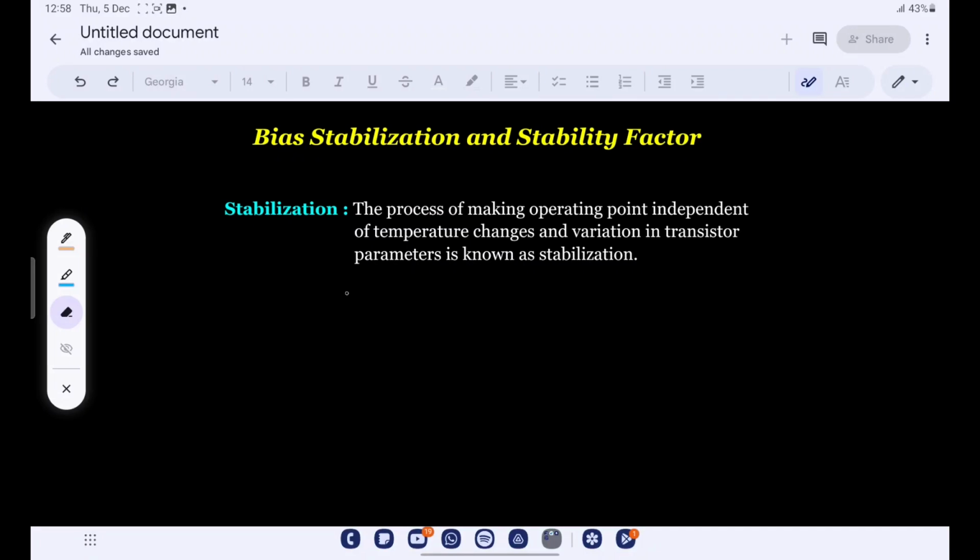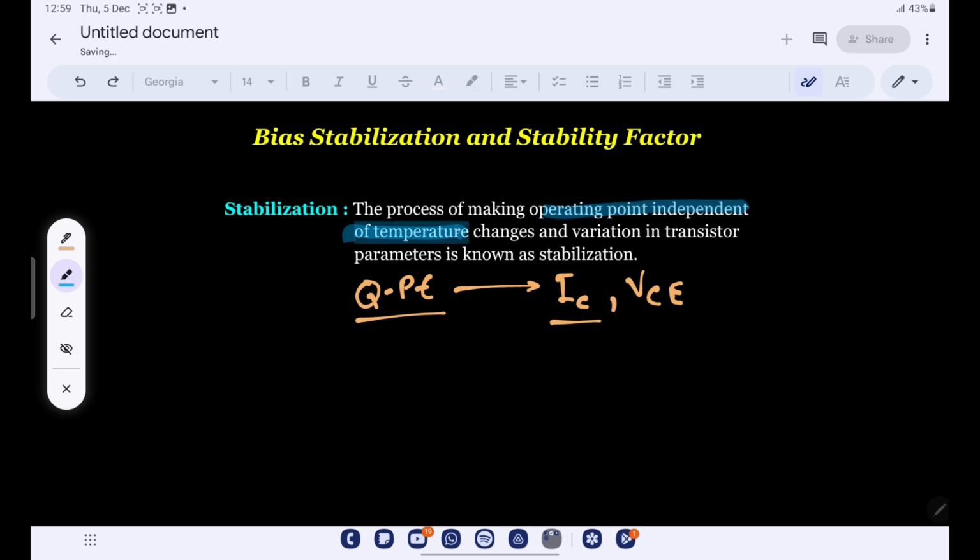Hello everyone, I'm Arnav Singh from EC Section B. I would be explaining about bias stabilization and stability factor. So, what is bias stabilization and stability factor? After setting the Q point or the operating point, we don't want it to change. And the main reason for change in it is collector current, as it is dependent upon collector current and output voltage VCE. So, the process of making the operating point independent of temperature and variation in transistor parameters is known as stabilization.